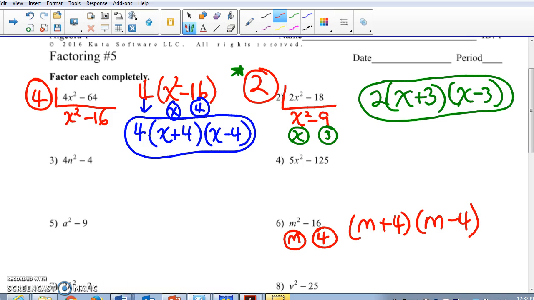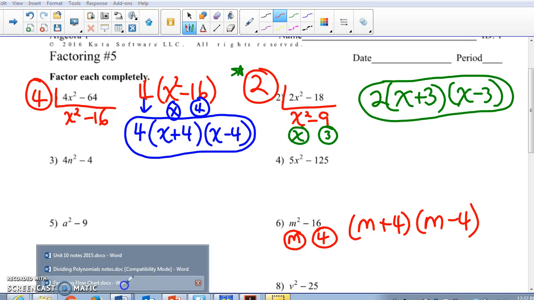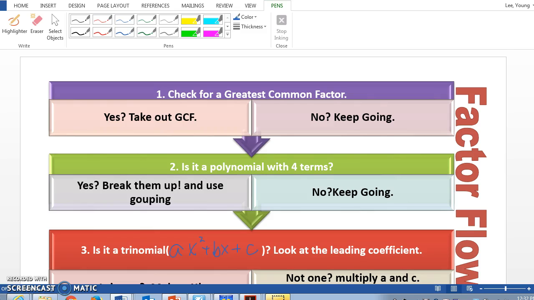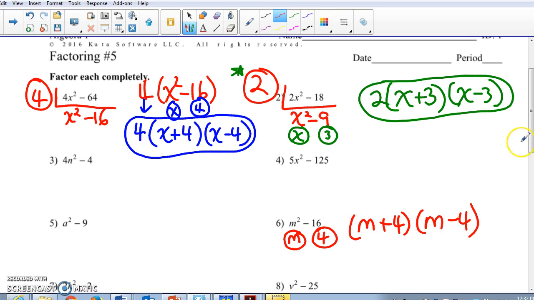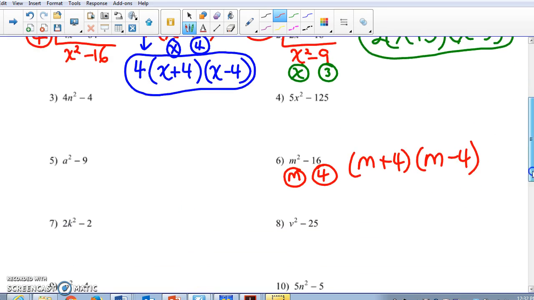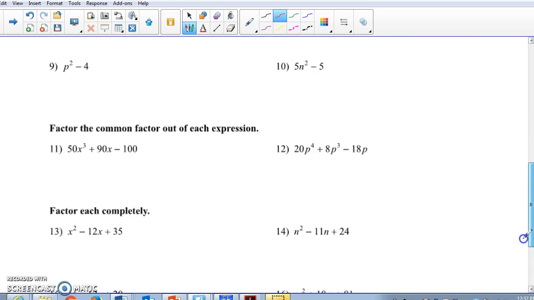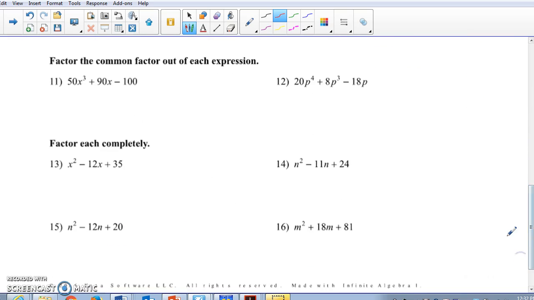Just want to give you a reminder. If you refer to the checklist, the flow chart, the bottom one was the last one. Is it a binomial? Yes, it's a binomial. Then you look for difference of squares. Yes, then break them up and do the square root. You just take the square root, and that's what we just did. So when you're stuck, you can actually look at the flow chart and figure out which method we need to use. I just want to go over number 13 again.